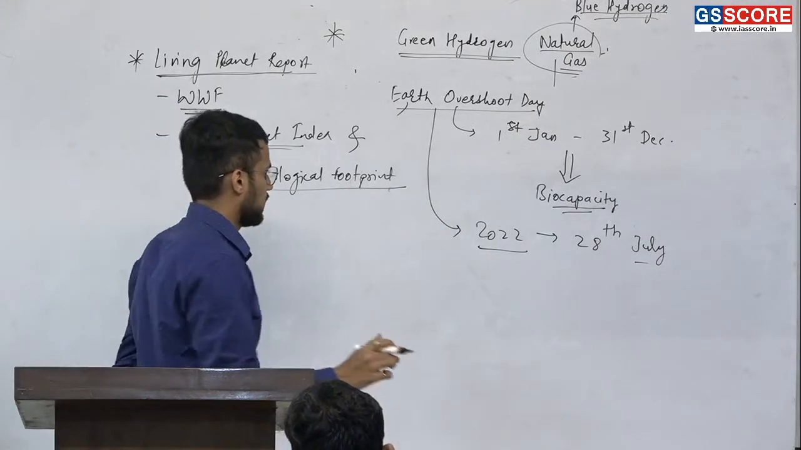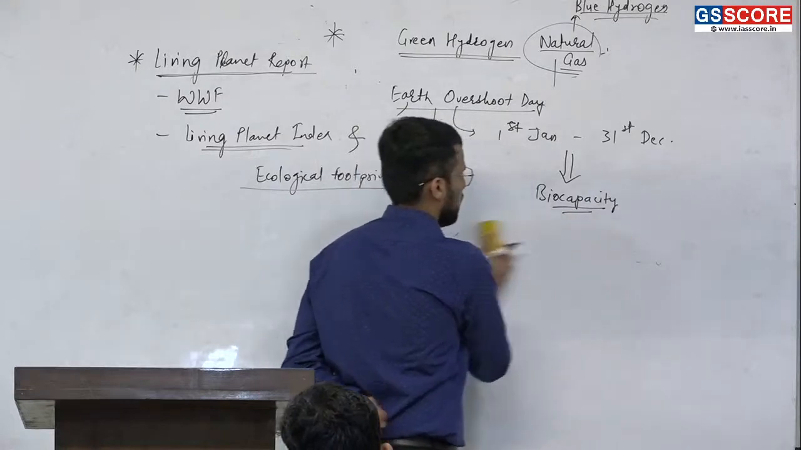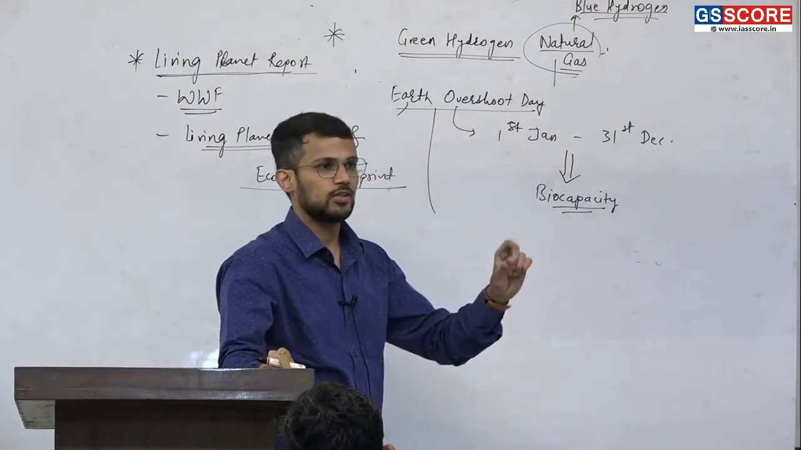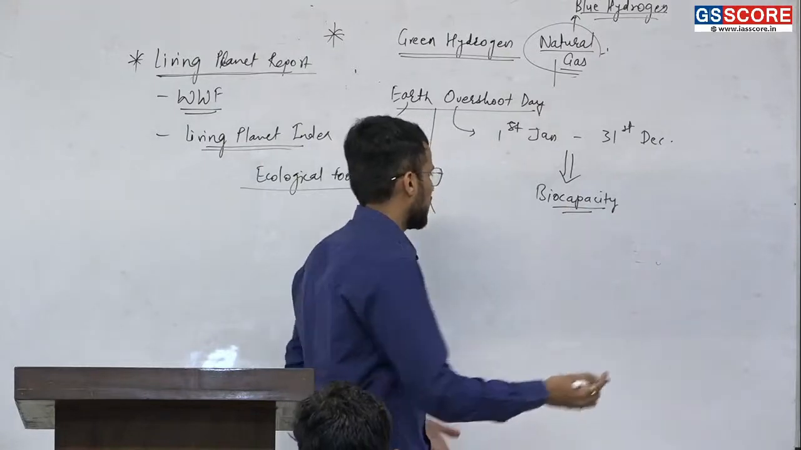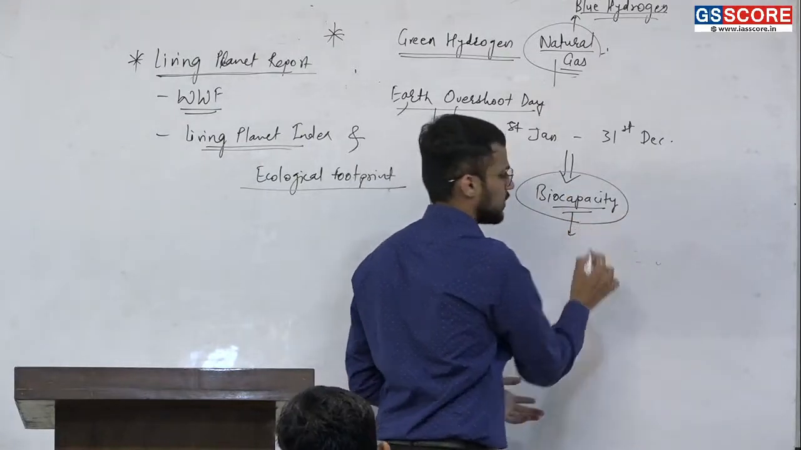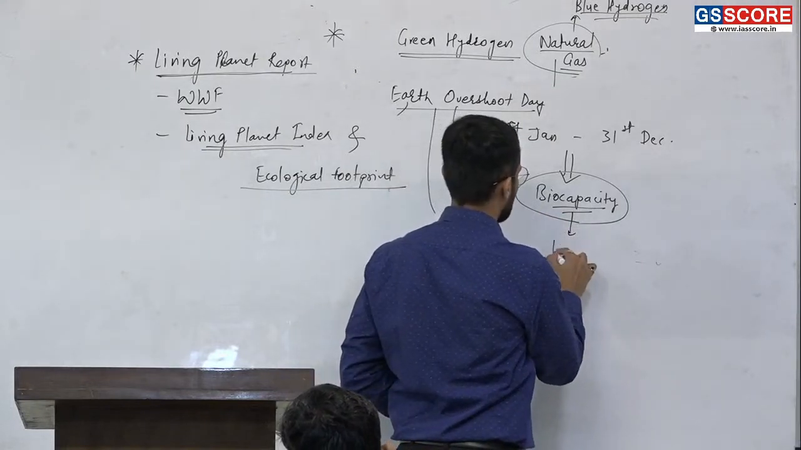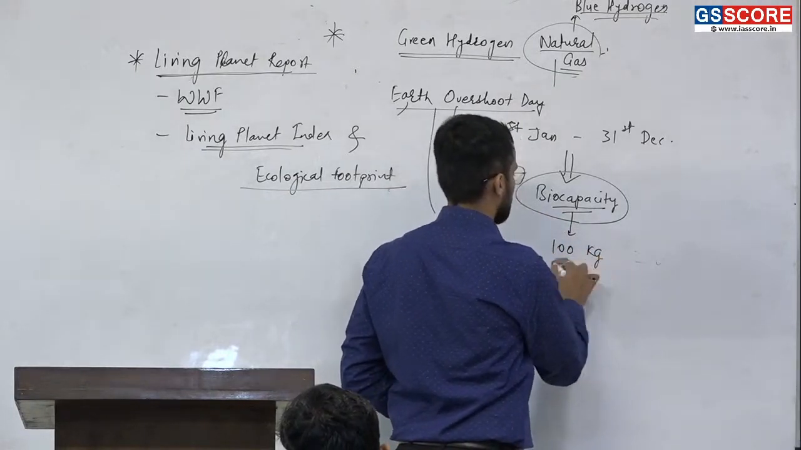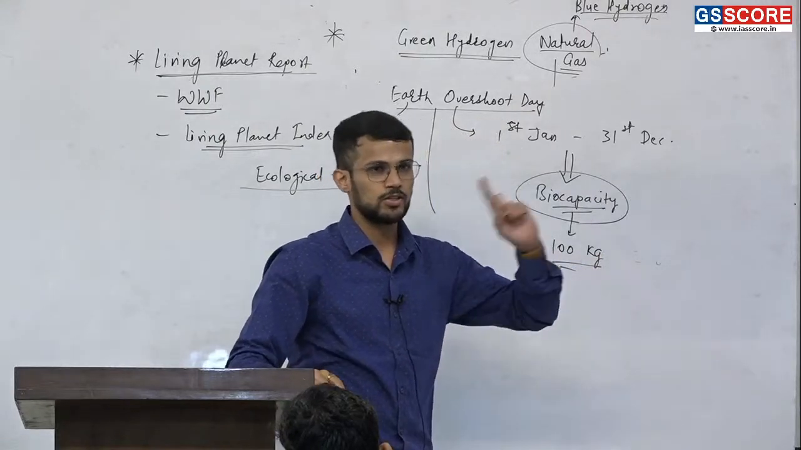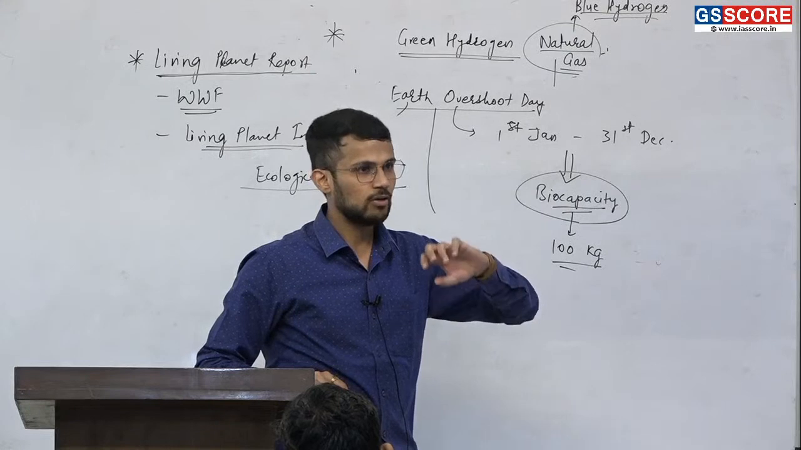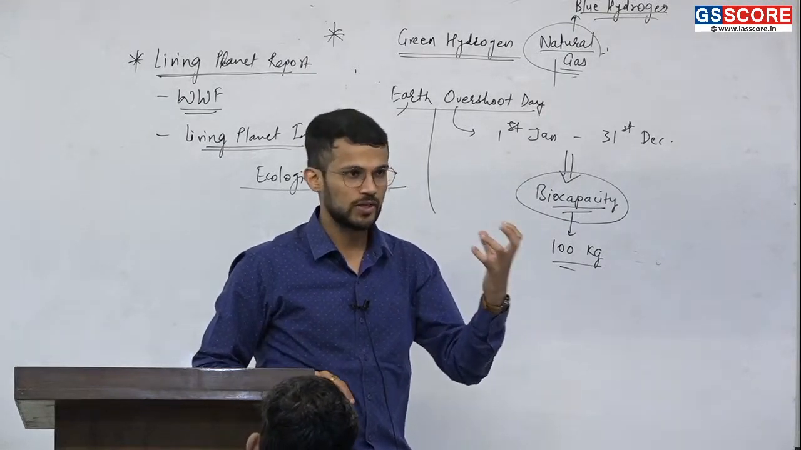Fine. Right. We have discussed biocapacity. What is biocapacity? Biocapacity is the capacity of Earth to generate resources. Let us consider, just a hypothetical number, that Earth has generated 100 kilograms of resources in a year. Now, these resources will be used by human beings, right? And when we use these resources, we also create waste.